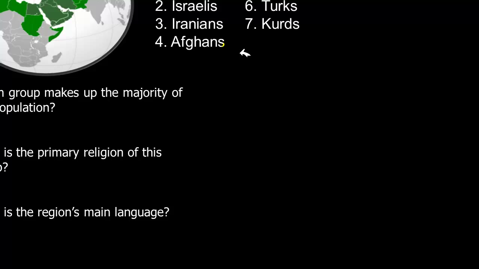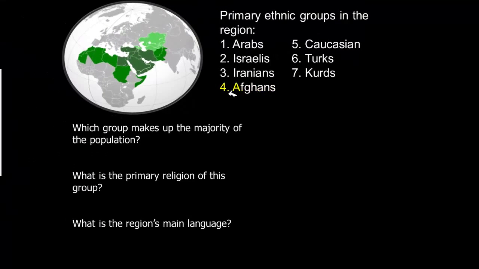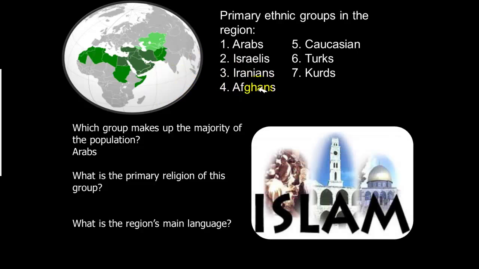When we get a little bit further into the physical geography, that brings us to some more questions about this area. Primarily, which group makes up the majority of this population? That answer would actually be the Arabs. This area of the world, North Africa and the Middle East, is very heavily influenced by Islam, hence the picture. The primary religion of this part of the world is Islam, and the region's primary language is Arabic.